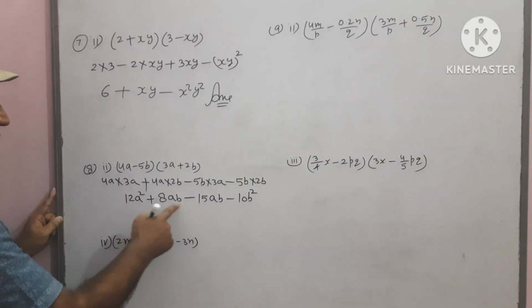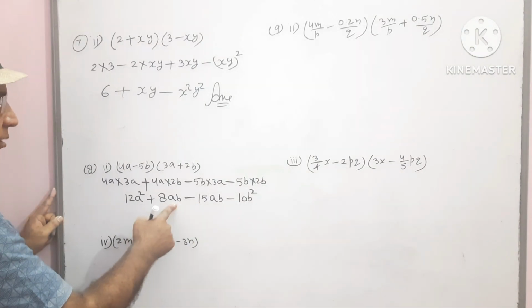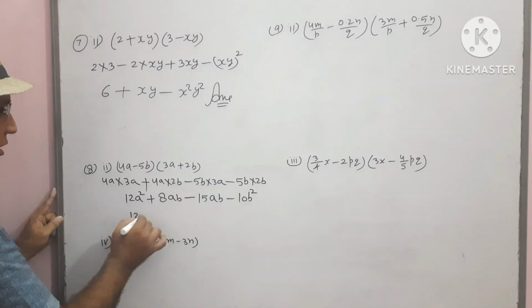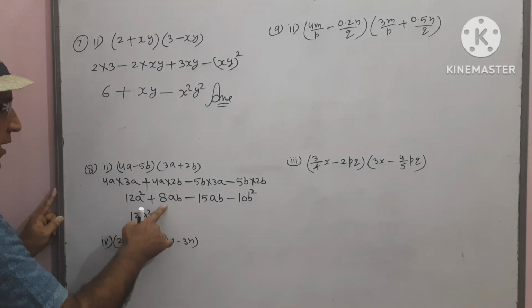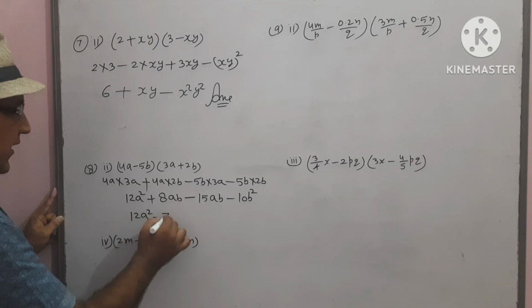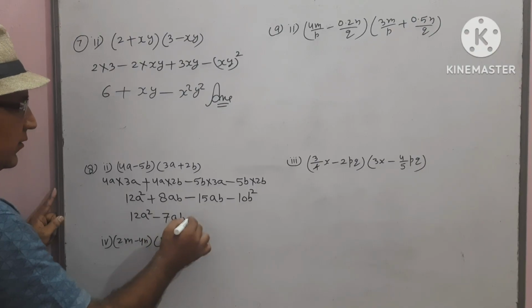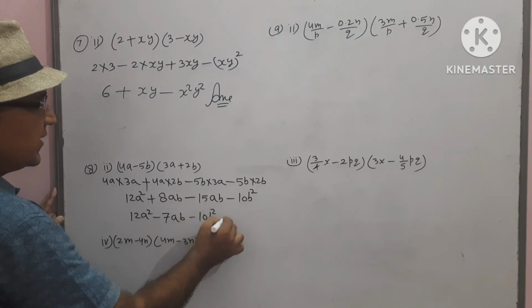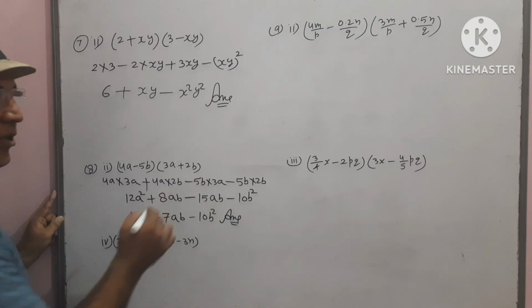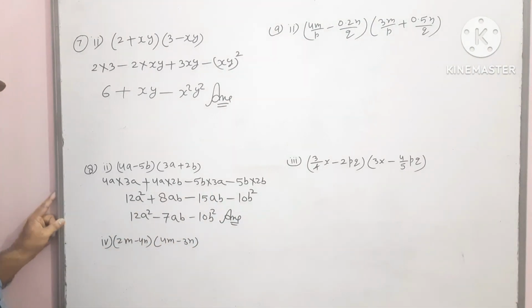Now we can see that these two terms are like terms. So they can be solved. 12a square. 8 minus 15 is minus 7. And then minus 10b square, and this will be your answer. Okay.